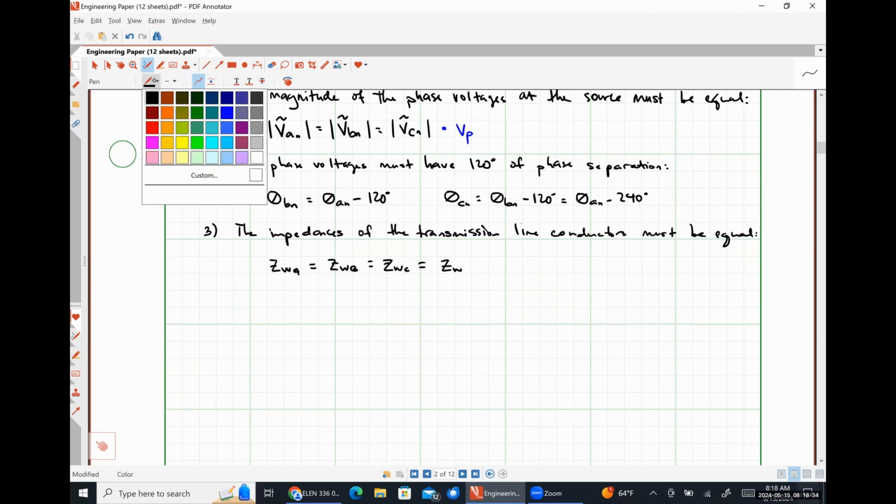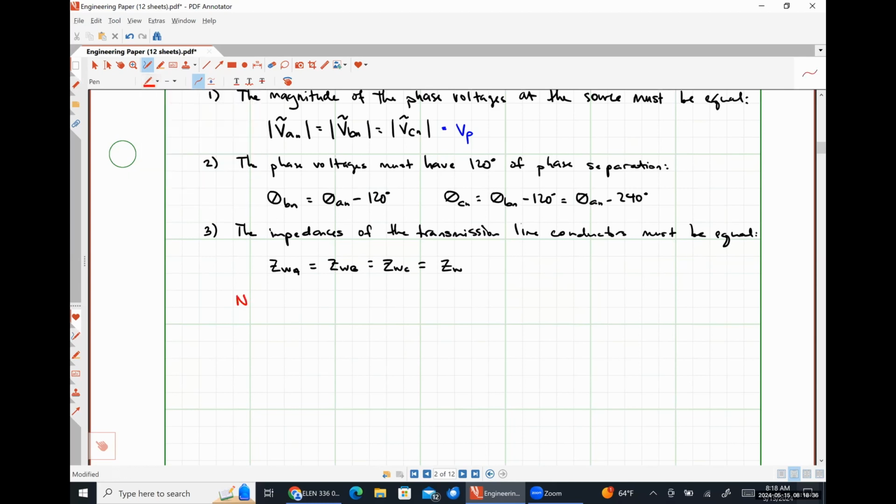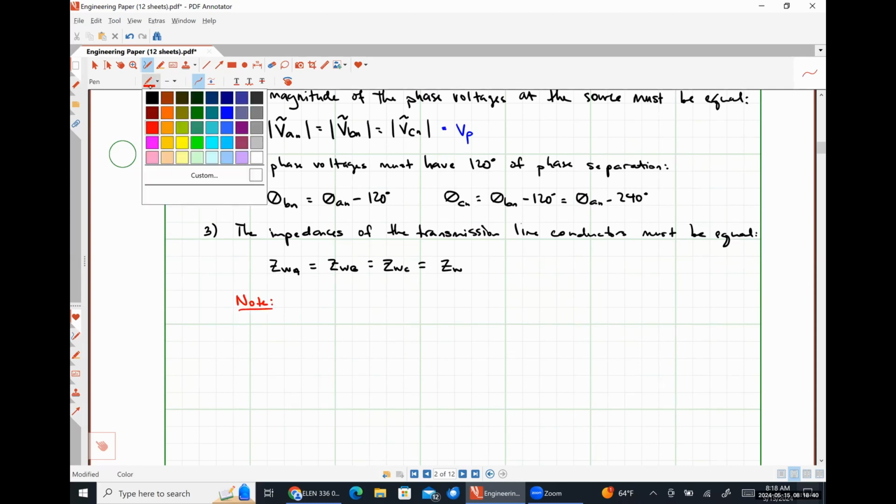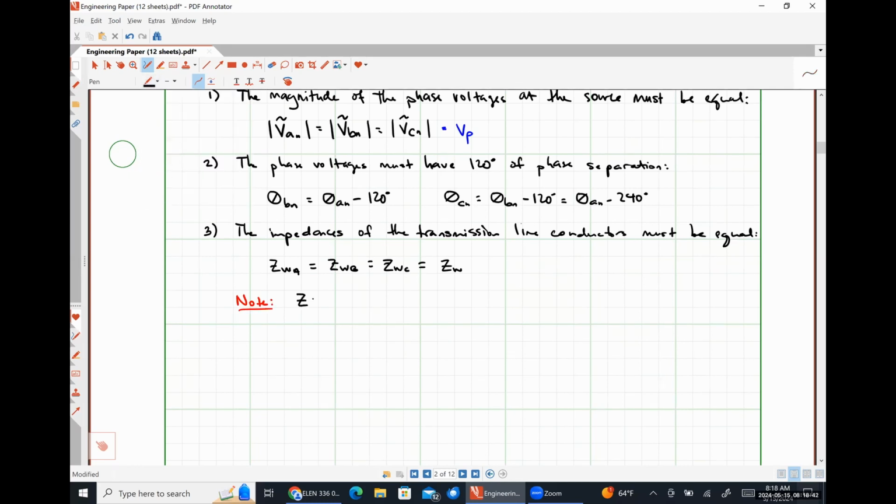Now I want to put a note here. I'm actually going to bother to write it down. Our neutral conductor impedance, ZN, does not have to be equal to ZW for the system to be considered a balanced system. We're going to talk a little bit more about why that is in a moment.